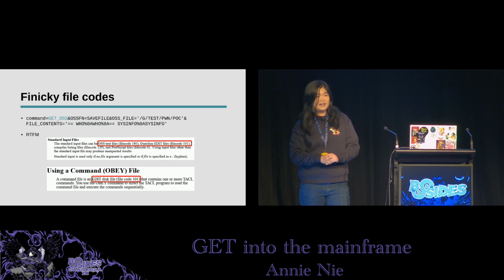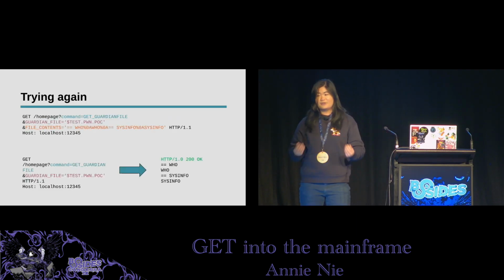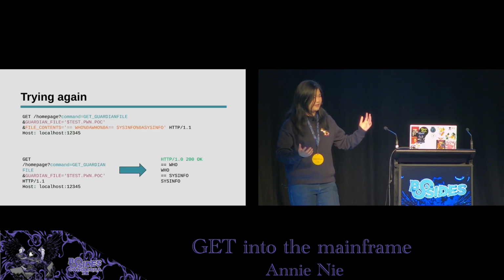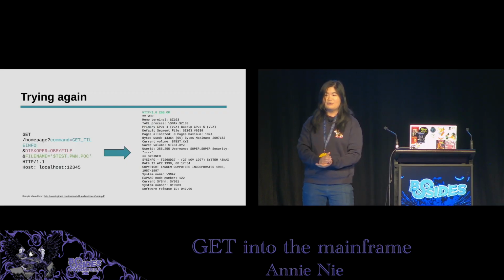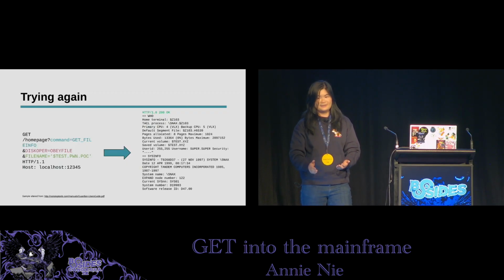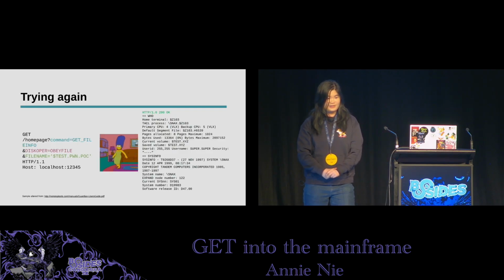And as for why I used OSS initially in my POC, it's simply because it was the first file write functionality that I found. So, if I actually fix it, so that I'm actually using Guardian write, everything looks great so far. And when I obey it, I get all the output that I'm expecting, both the who and the sysinfo. And that is how you get into the mainframe.